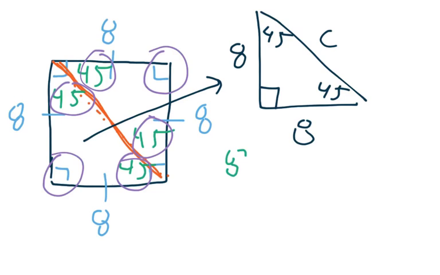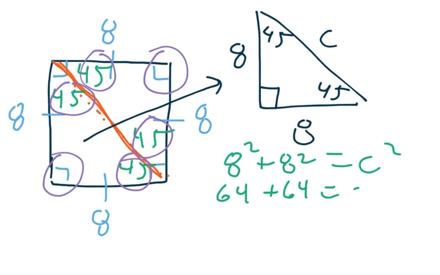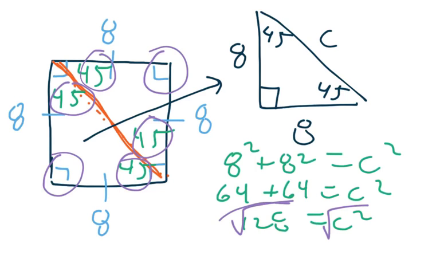We'd get 8 squared plus 8 squared equals C squared, right? Because A squared plus B squared equals C squared. Okay. So that means we'll have 64 plus 64 equals C squared. We'll have 128 equals C squared. So to find C, I'm going to take the square root of C squared. So my answer is the square root of 128.